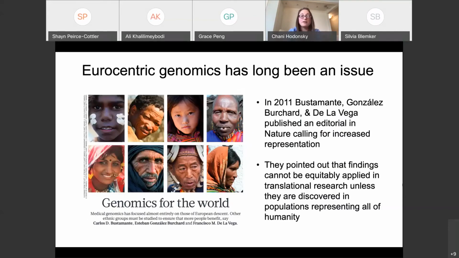Eurocentric genomics has long been an issue. As early as 2011, only 5 years after the first genome-wide association study was published, Carlos Bustamante et al. published this editorial in Nature calling for increased representation in all types of genomic studies. And they pointed out that findings from GWAS can't be equitably applied unless the original discovery research is performed in populations that are representative of all humans.